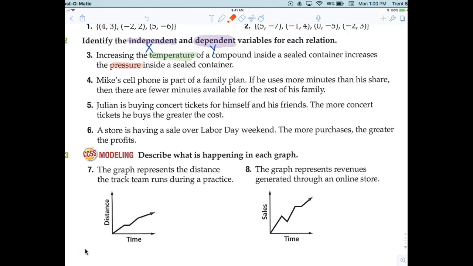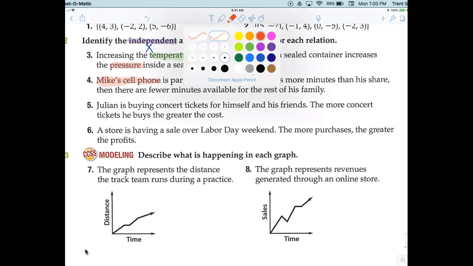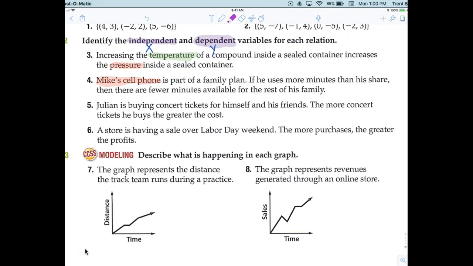Mike's cell phone is part of a family plan. If he uses more minutes than his share, then there are fewer minutes available for the rest of his family. So I need a volunteer to tell me what 2 things we are discussing. The minutes in his share and the minutes for the rest of the family. Exactly. Now who is his? Who are we talking about? That's right. We're talking about Mike's cell phone and his family's. That's exactly correct.